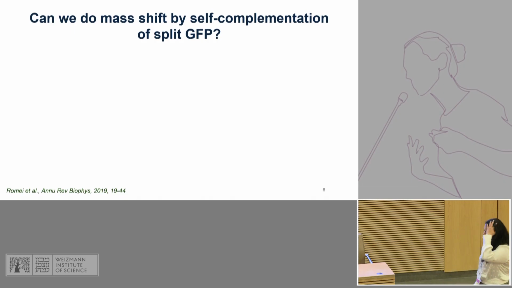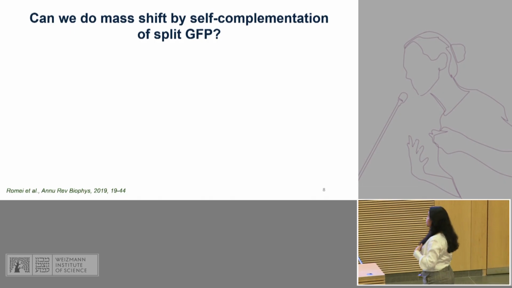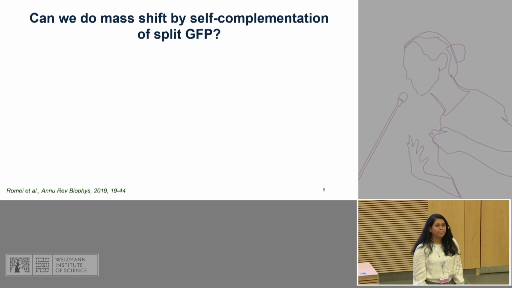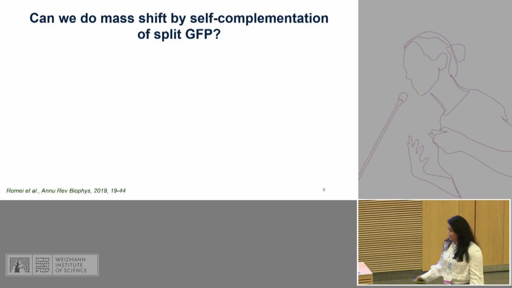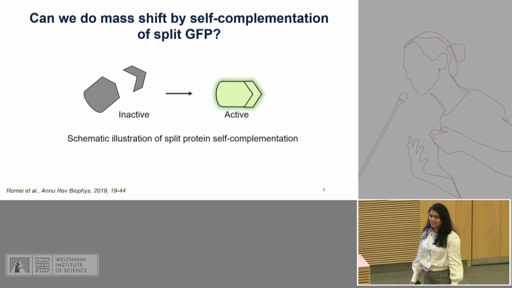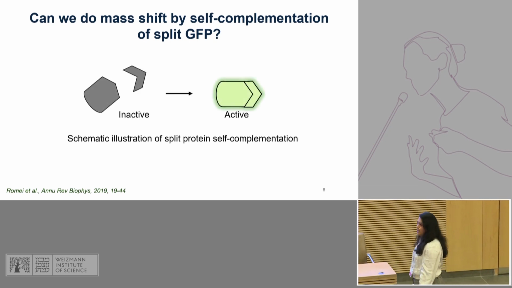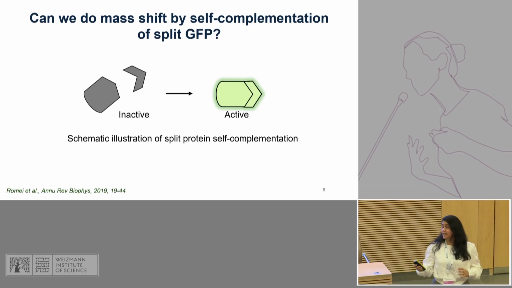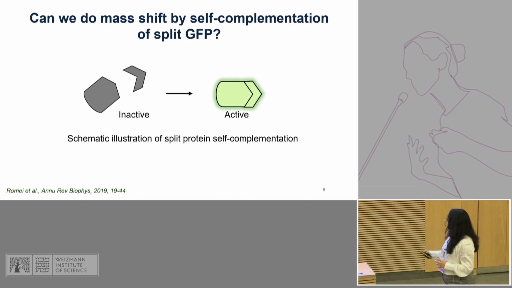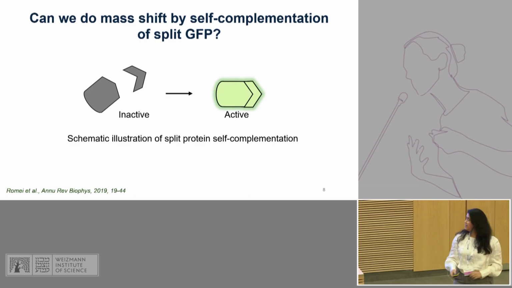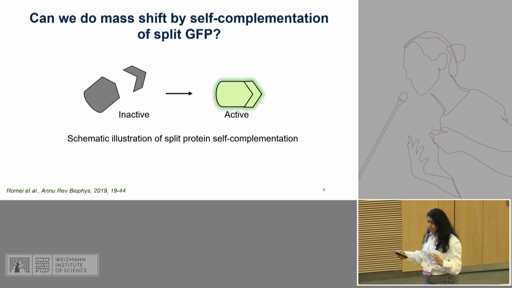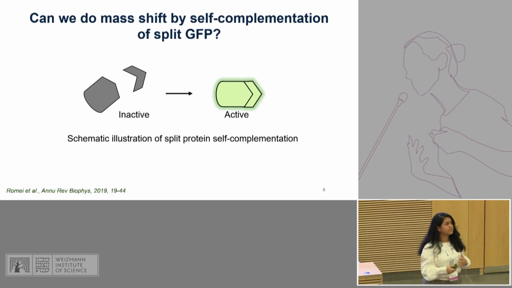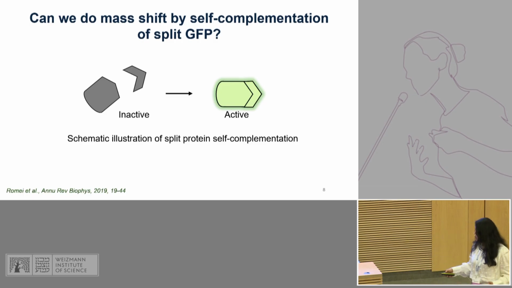So the question we asked was, can we do mass shift by self-complementation of split GFP? Self-complementation is a very well-known term in biochemistry, where the protein is divided into two parts. One is very tiny, and the other part is longer. So they both are inactive. When they auto-assemble, they form the active intact protein, which we often see as fluorescence.